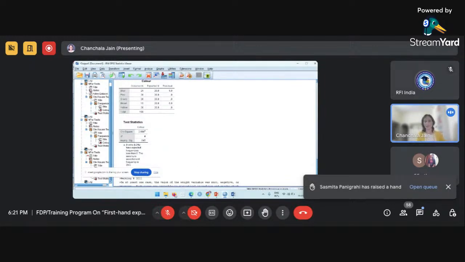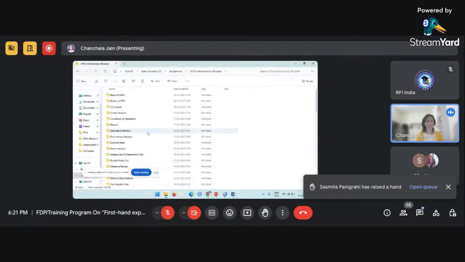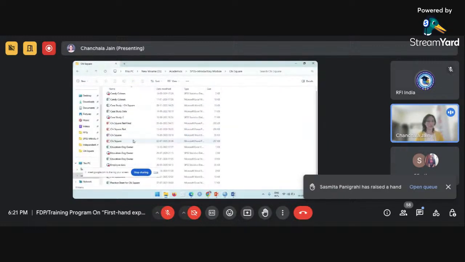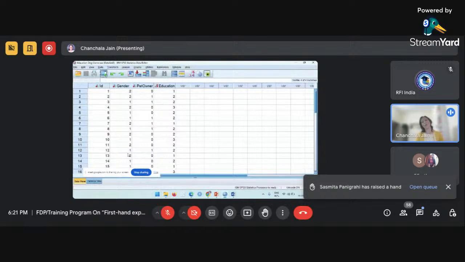Now we will move to the next category, that is chi-square independence of attributes, or test of association. For that, I forgot to open the sheet. You need to open the sheet I have given to you, that is education dog honor. This is the sheet.